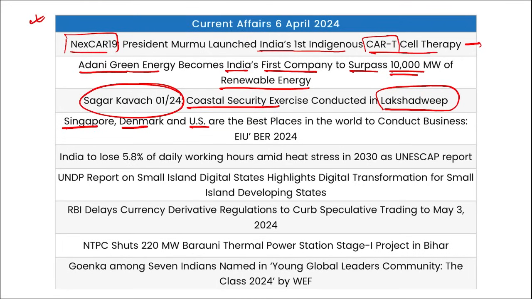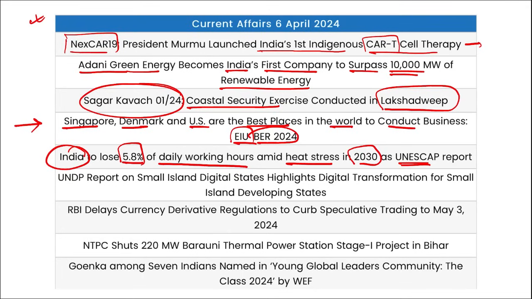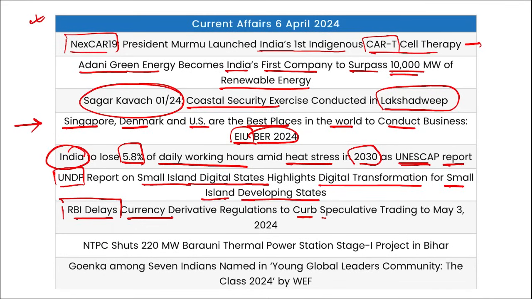Singapore, Denmark and US in the same order. These are the best places in the world to conduct business as per the Economist Intelligence Unit's report 2024. Then India to lose almost 5.8% of the daily working hours because of heat stress by 2030 as per the report released by UNESCAP. Then the United Nations Development Programme on Small Island Digital States highlighted the digital transformation for small island developing countries. RBI has delayed the currency derivative regulations to curb speculative trading to May 2024, that was on 5th of April, and it has been extended by 1 month.